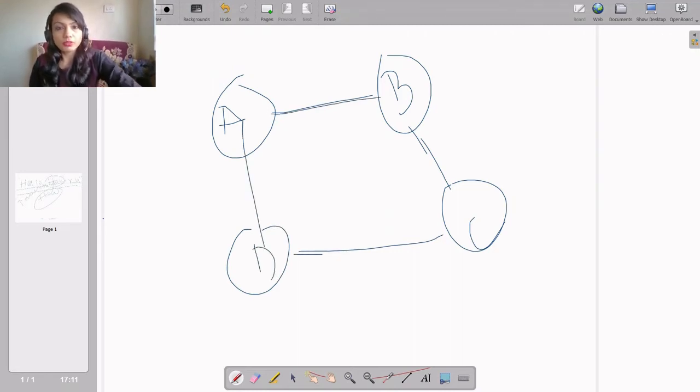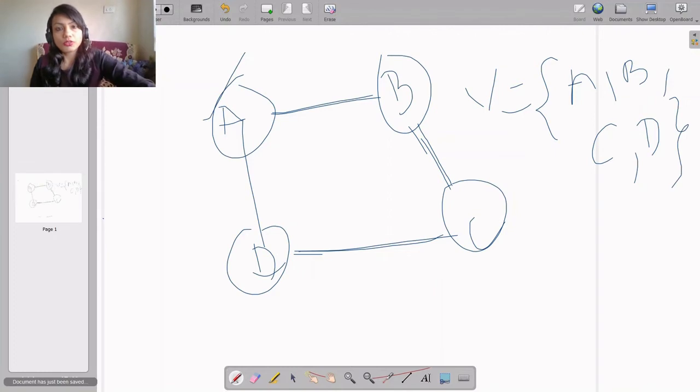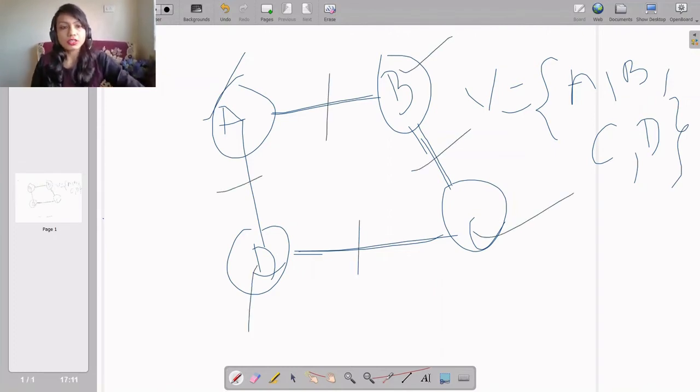So this is one of the graphs. It has four vertices, so V will be equal to A, B, C, D. These are your vertices, and they are connected by something called edges. So our edges equal the set E.